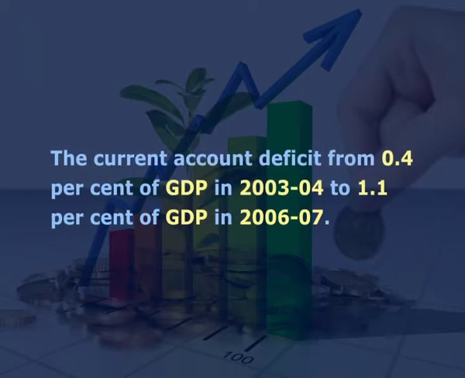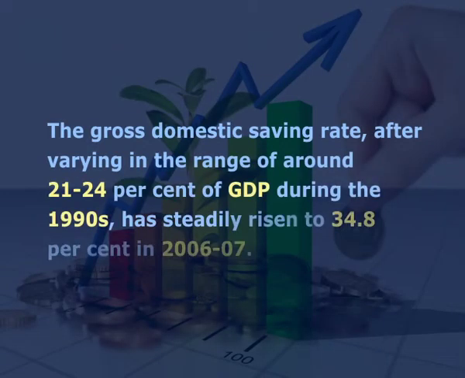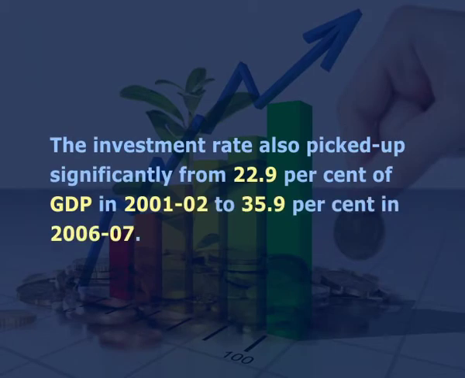Thus, the widening of saving and investment gaps of the public and private corporate sectors combined was partly financed from household financial savings and partly by foreign savings. This is reflected in a widening of the current account deficit from 0.4% of GDP in 2003-2004 to 1.1% of GDP in 2006-2007. Reflecting the improved finances at the sectoral levels, the gross domestic saving rate, after varying in the range of around 21 to 24% of GDP during the 1990s, has steadily risen to 34.8% in 2006-2007. The investment rate also picked up significantly from 22.9% of GDP in 2001-2002 to 35.9% in 2006-2007.